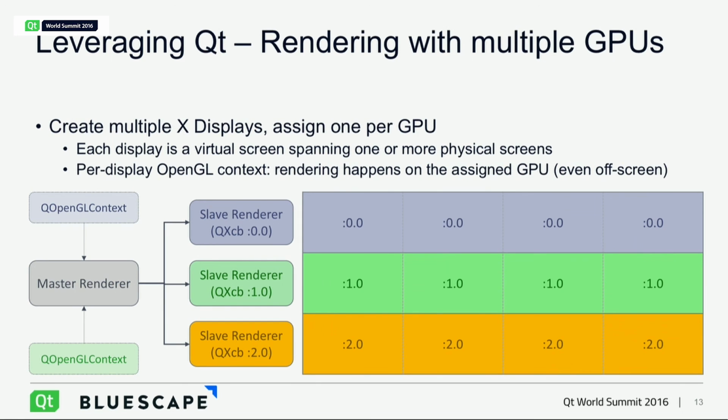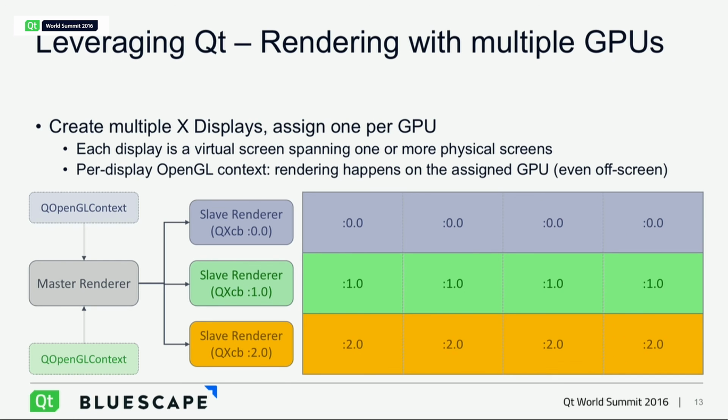So how do you deal with multiple GPUs? The trick, at least on Linux, is that you create multiple displays in your X configuration, and you assign one GPU per display as part of the X configuration. Then when you create your application, you will create one process for each of the displays, and the display you create your process on gets assigned to that GPU, the rendering, and also any OpenGL context or any GL resources that you're creating will be going to that particular GPU.